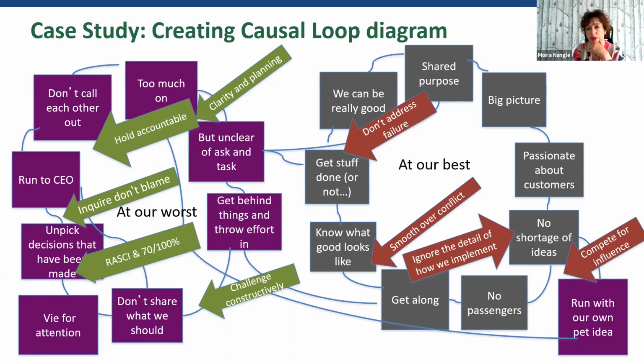Again, it's not a particularly polished diagram here, but you can see some things here. In terms of the no shortage of ideas, one of the behaviours that took them out of their best was this competing for influence, particularly with Eddie and particularly with investors. The no shortage of ideas they described as being at their best, but actually the flip side of that was often they would ignore the detail of how we implement an idea. You know, it's great, let's run with it, let's throw some energy behind it, but they didn't have real clarity about what does good look like and how might we take a planned approach? How might we deliver on this idea?